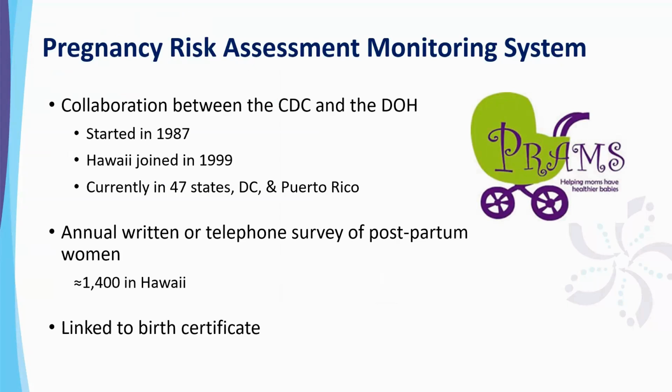It began in 1987 and is currently administered in 47 states, DC and Puerto Rico. Hawaii joined in 1999. And PRAMS uses a combination of mailers and telephone calls to get their data. They interview about 1,400 women with a recent birth every year in Hawaii. And since the survey respondents are linked to their baby's birth certificate, this is a great data source because you can also pull information from the birth certificate.